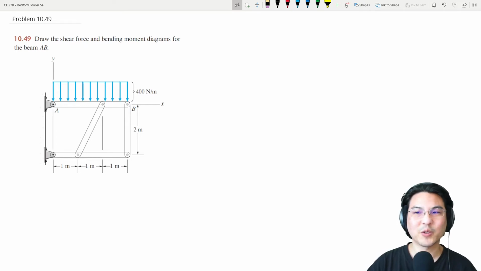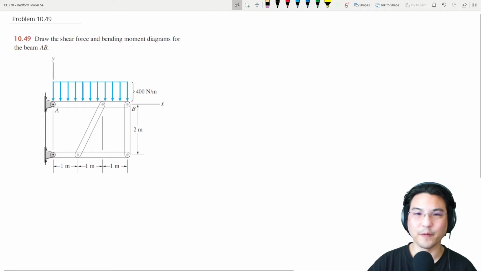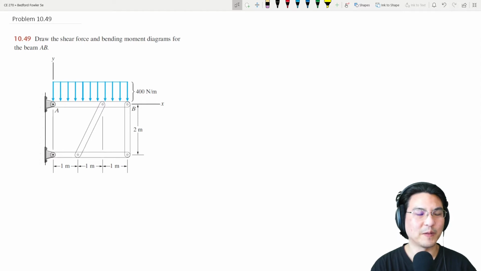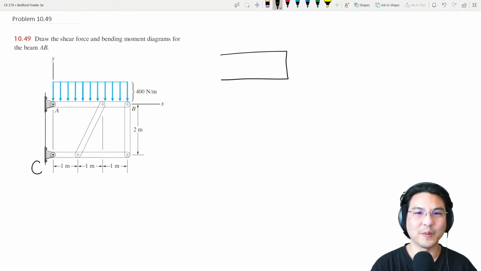Everybody, let's give this problem a try. So we have a frame. Why don't we try starting off solving for the reactions at these supports. So A, B, I'll call this C over here. Okay, so here's the free body diagram of the entire structure.